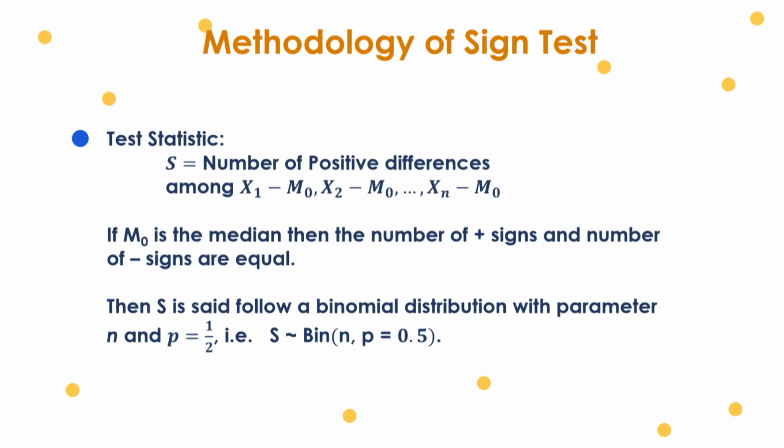For the test statistic, S equals the number of positive differences among x1 minus m naught, x2 minus m naught, up to xn minus m naught. If m naught is the median, then the number of positive signs and the number of negative signs should be equal, because it divides the data into 2 equal parts. Then S follows a binomial distribution with parameters n and p, where p takes the value 0.5.